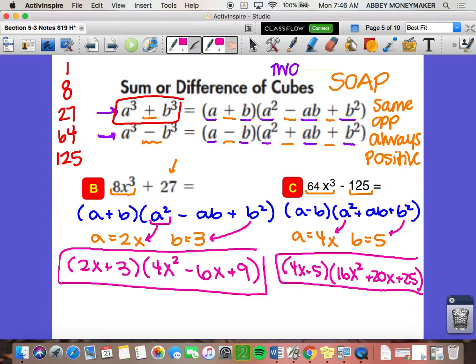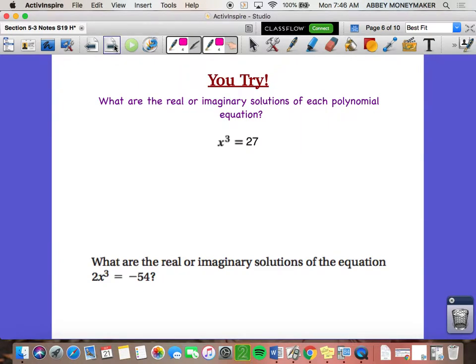And so now we know how to factor the difference or the sum of two perfect cubes. So now let's throw in the solving portion. Here it says, what are the real or imaginary solutions of each polynomial equation? X cubed equals 27. You're still going to approach this just like we did the opening problems. We have x cubed minus 27 is equal to 0. And we notice that that's the difference of two cubes. So we're going to use our formula: a squared, ab, b squared. And a and b are going to equal x and 3.